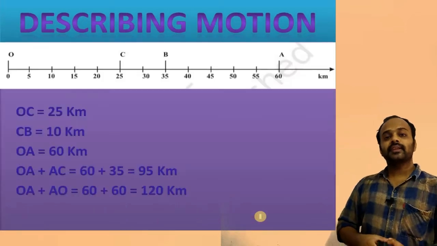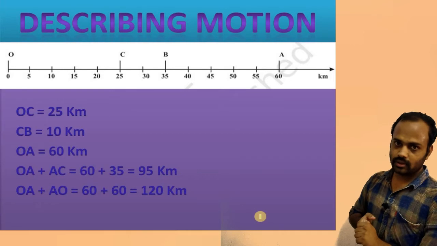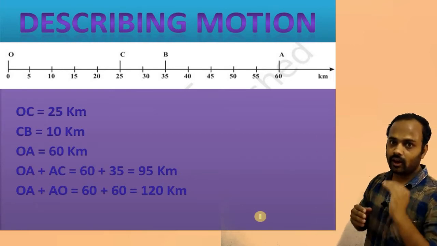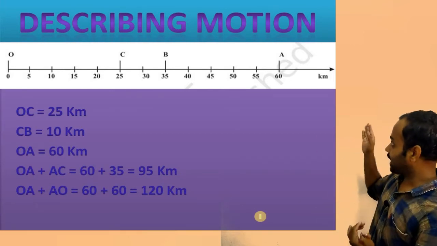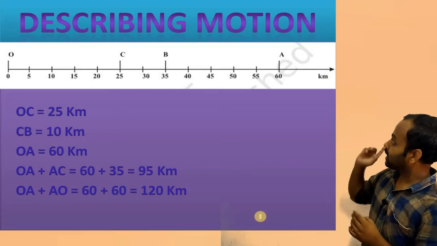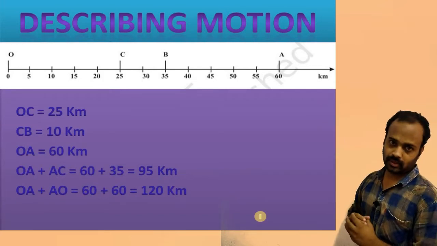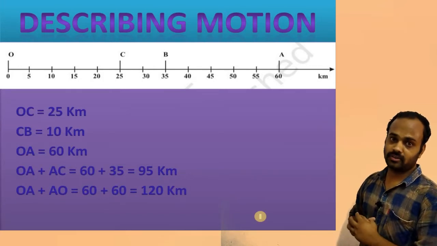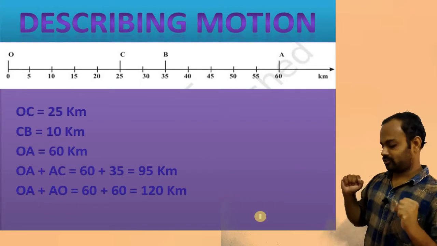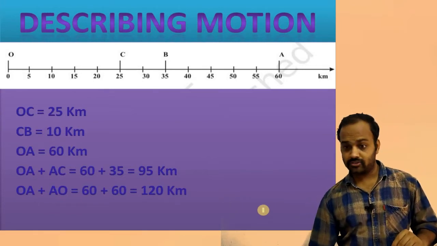Okay students, here we are taking a straight line in kilometer scale. On that we are taking the points A, B, C and O. Here O is the origin. We start an activity.